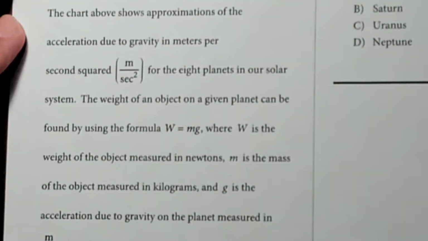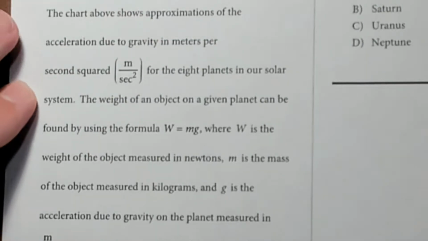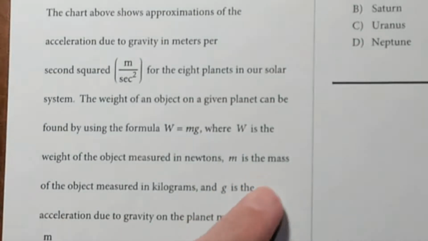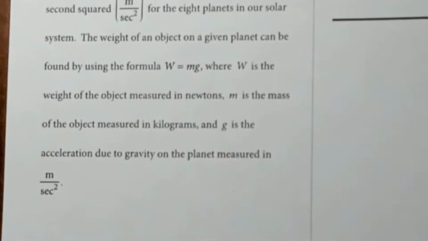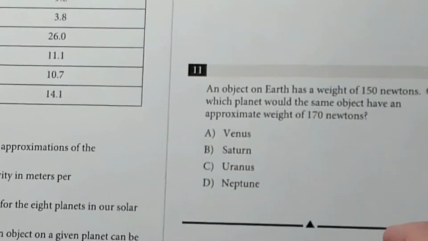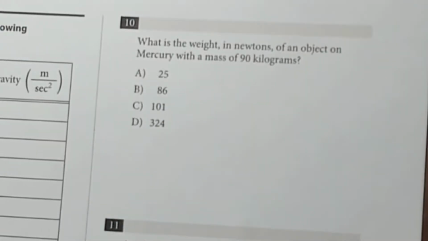The chart above shows approximations of acceleration due to gravity in meters per second squared. W equals mg. W is the weight. M is the mass. G is the acceleration due to gravity. Number 10. Now, of course, you can pause here and try this on your own if you like.